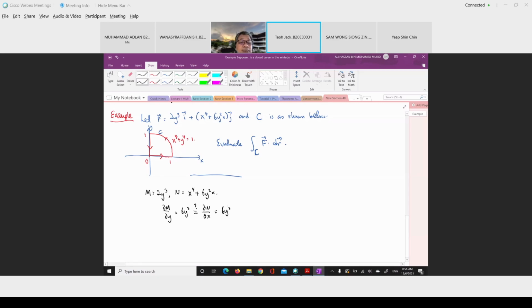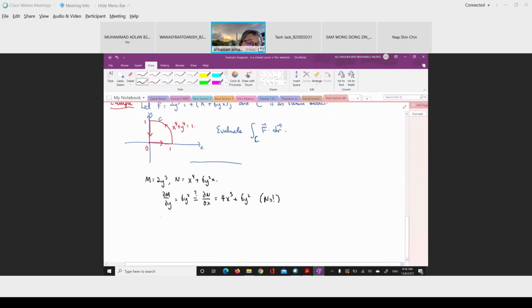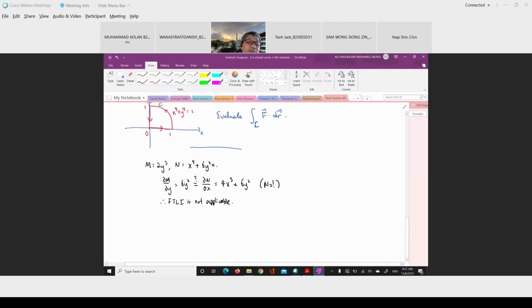Doctor, is the differential of x to the power of 4 different? Yes, I'm sorry. There should be 4x cubed as well. It should be 4x cubed plus 6y squared. So clearly it's not equal, right? Not equal. So therefore FTLI is not applicable. So let's consider Green's theorem.